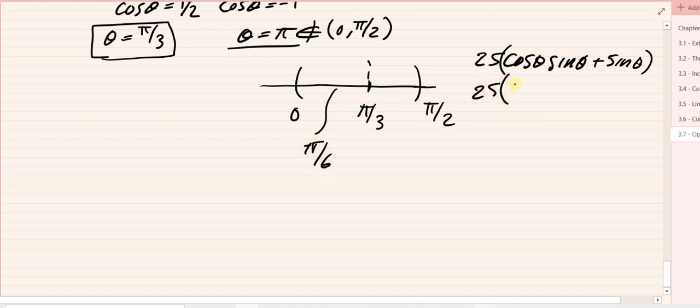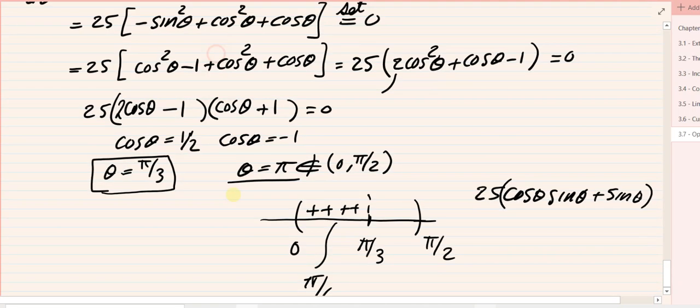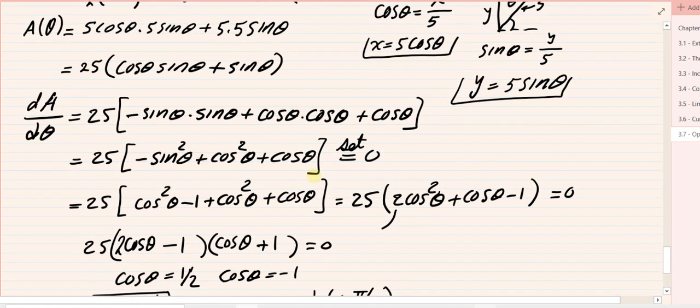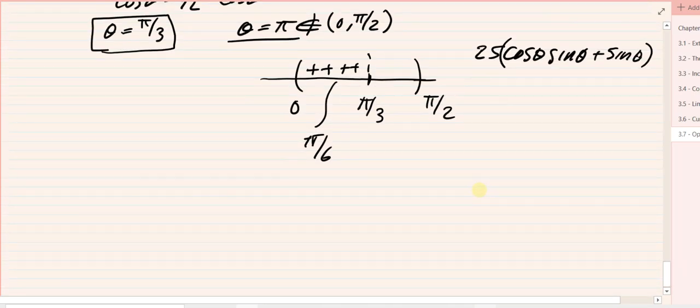So cosine of 30. Now we're in the first quadrant, right? So this is going to be positive, right? Cosine is positive times positive plus positive. So that's going to be positive, right? Because those are all positive. And now between pi over 3 and pi over 2, that's between 60 and 90 degrees.